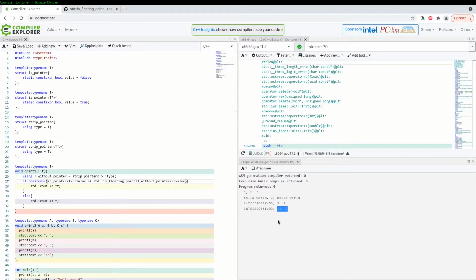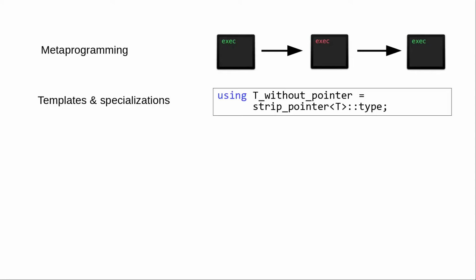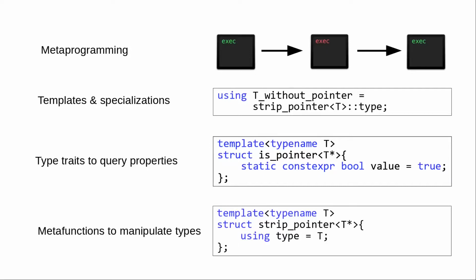Let's summarize what we discussed today. Metaprogramming is about transforming programs or transforming code. In C++, we can use template specializations to do this. In particular, we looked at two things. First, we looked at type traits and how they can be used to query properties of your types. We then combined this with constexpr if statements to actually choose a different implementation. Secondly, we wrote a meta function to strip a pointer off a type.